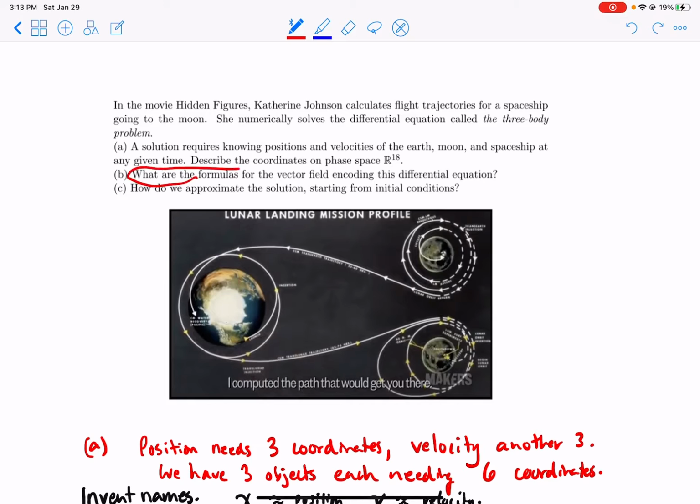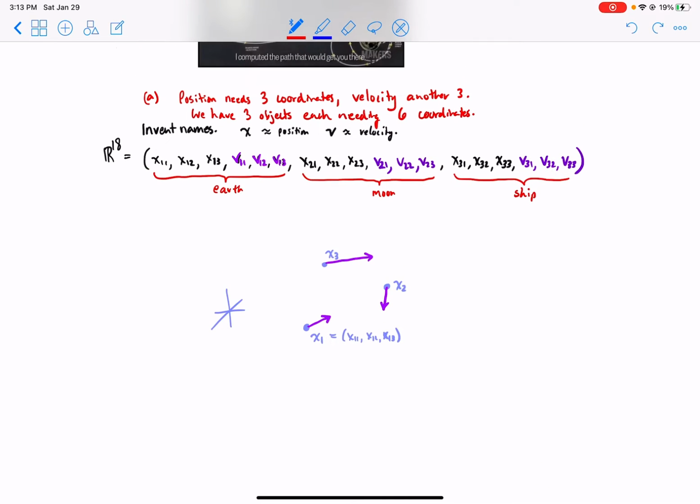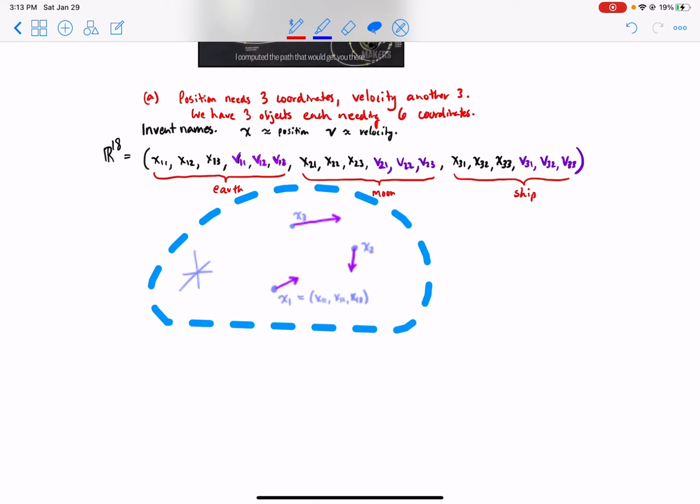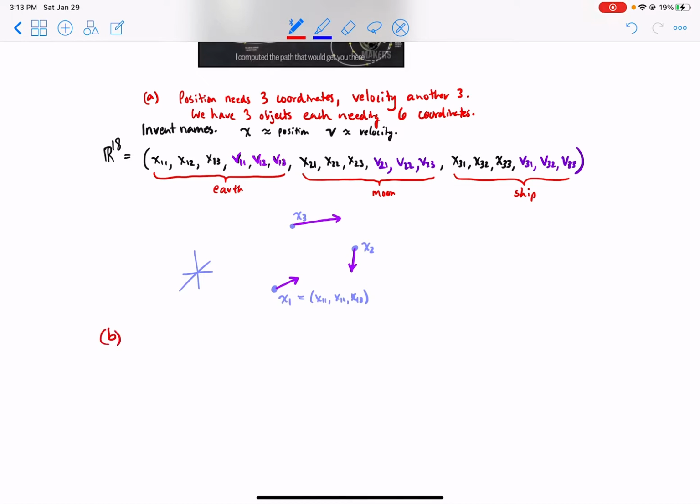Part B, what are the formulas for the vector field encoding this differential equation? Every ordinary differential equation is a vector field. And so, what's the vector field? Let's answer this one. So, part B. The vector field is, well, like all vector fields, a map. And what is it a map from? R18 to R18. It is assigning every point in 18-dimensional space a vector.